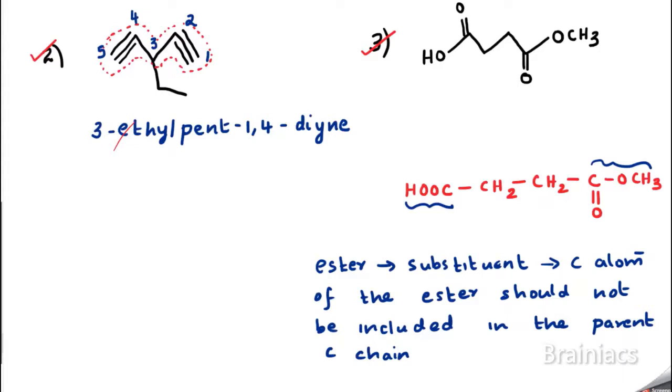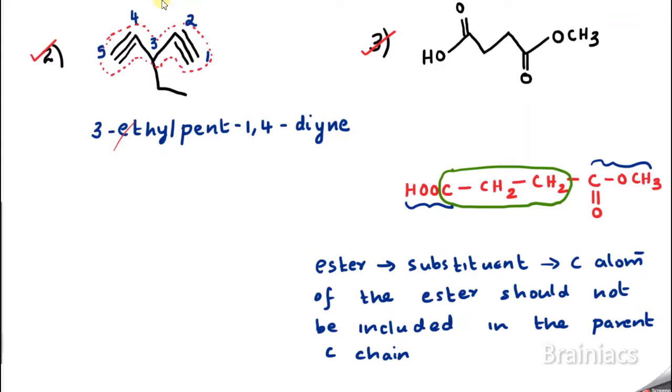So what should be my parent carbon chain here? I will choose a different color. So the parent carbon chain should be this one, correct? Okay, tell me whether it will go to the ester. No. So this should be my parent carbon chain. This is the most important understanding here, otherwise your answer will go wrong, because if the carbon atom of the ester is included in the parent carbon chain, then it will not behave like a substituent. So this should be my parent carbon chain.